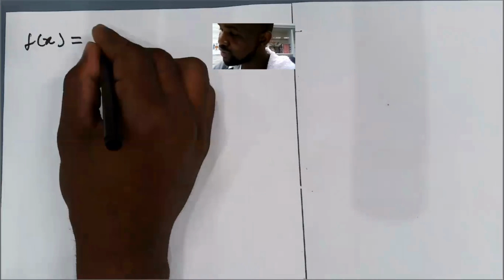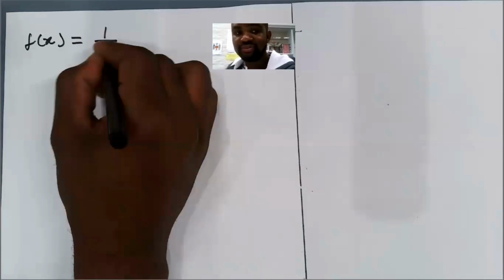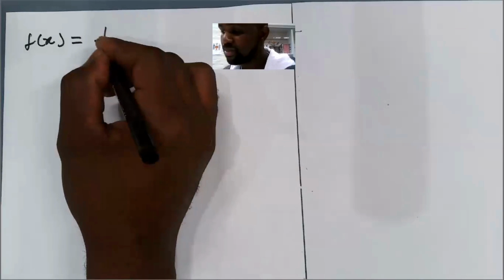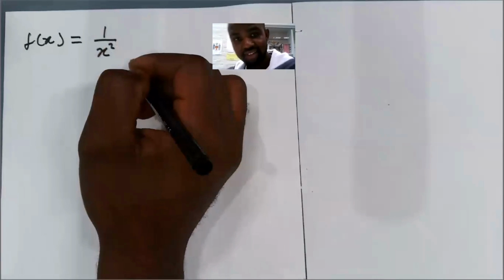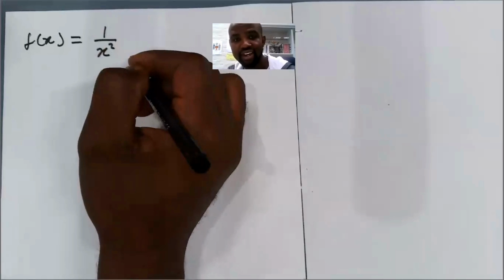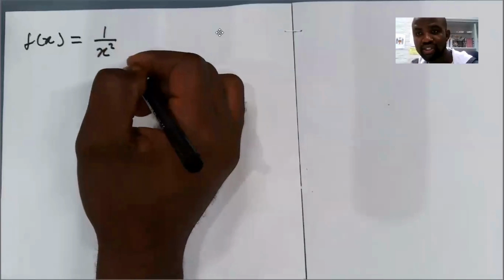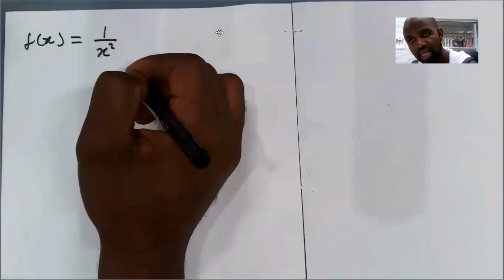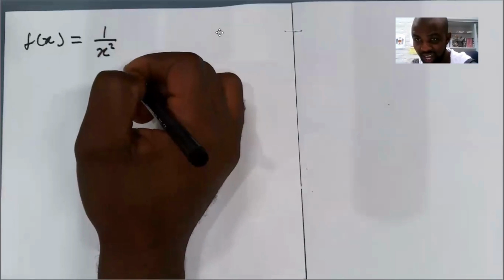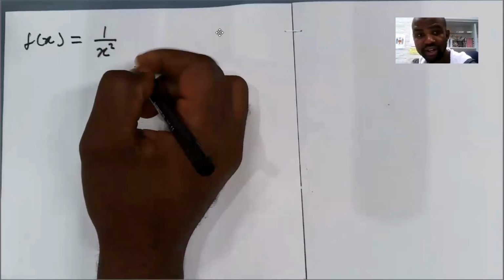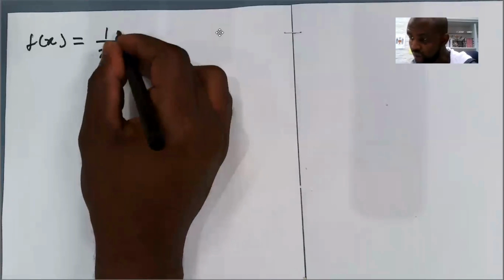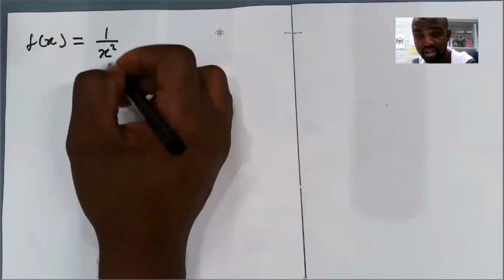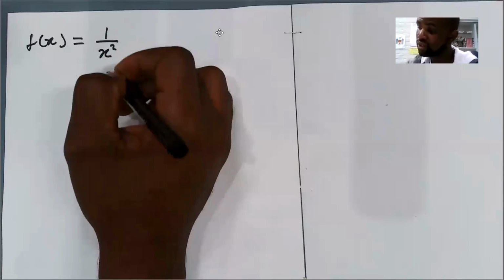So we just have f of x is equal to 1 over x squared. Now, guys, 1 over x squared. We cannot derive if our variable, which is x, is in the denominator. We can't derive. We must make sure we take our variable up to the numerator before we derive. We can't derive if it's like this. We can't derive. So let's derive.